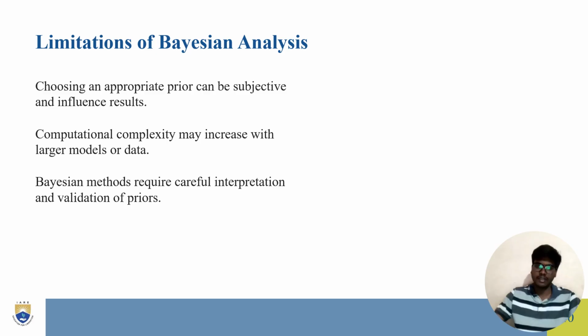Here, let us see some limitations of Bayesian analysis, where choosing the prior can be subjective and influence the result, so we should choose the correct prior, which also helps us to find the result very effectively. And also, the computational complexity may increase with larger models or data, which is nothing but the complexity that increases as we take huge data and models. And also Bayesian methods require careful interpretation and validation of priors.